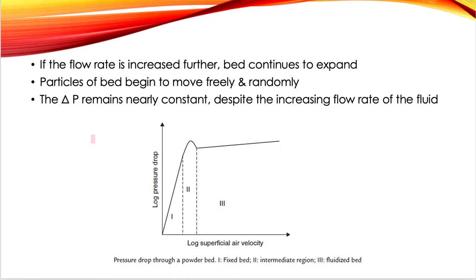In this graph, plotted between the log of pressure drop versus the log of superficial air velocity, in zone 1, the relationship between pressure drop and air velocity is a straight line.